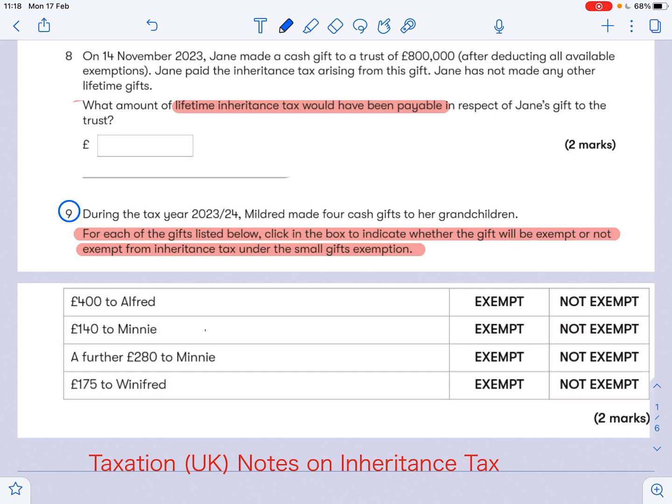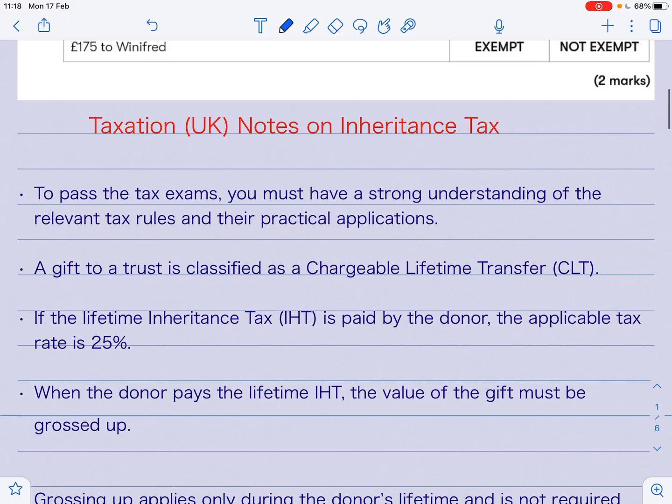Okay, so first thing first, I'd like to start with the first question, but I've got some rules that I will need you to follow. The first one says that to pass the tax exams, you must have a strong understanding of the relevant tax rules and their practical applications. Yes, that's very correct, because without the knowledge and the application of these rules, I'm afraid there is little or nothing you can do if this type of question comes out for you. So please, you must have the understanding, and not just the understanding. The understanding must be a strong one.